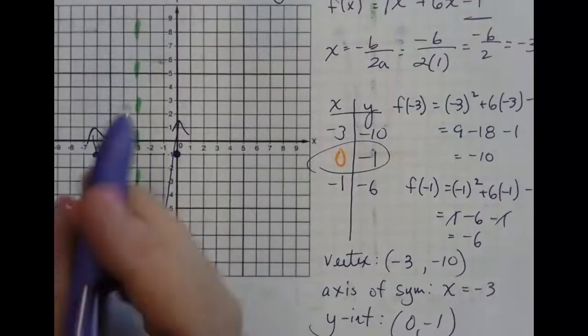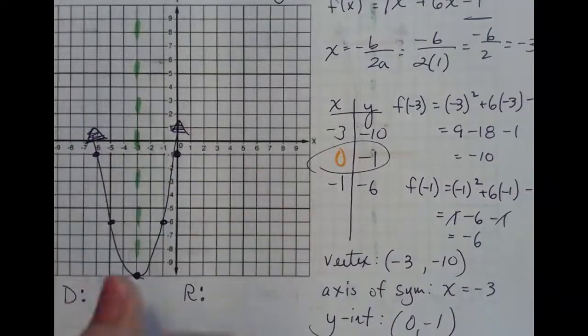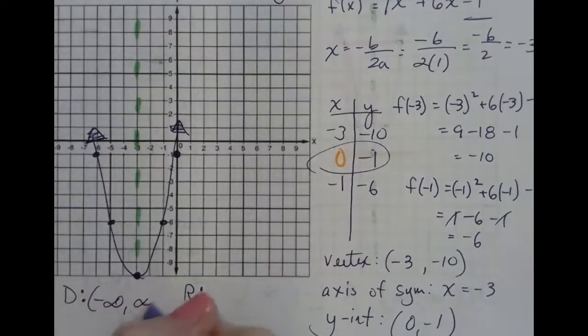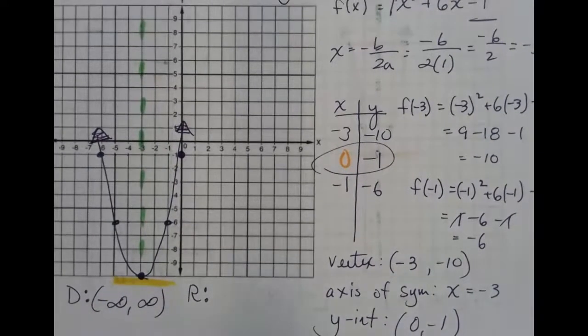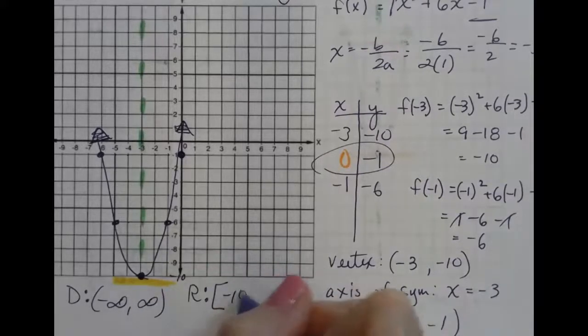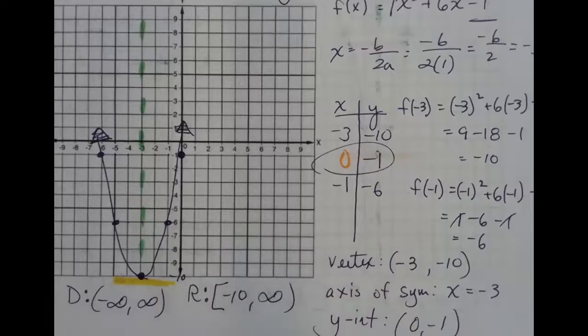Our domain, every single time, is going to be all real numbers because this is a quadratic function. And our range, minimum value this time, minimum value. So our starting point is -10 and then up forever to positive infinity. That's number 3.